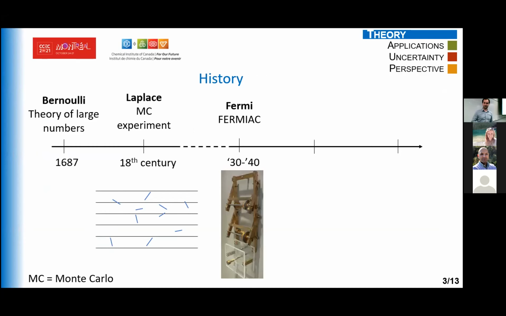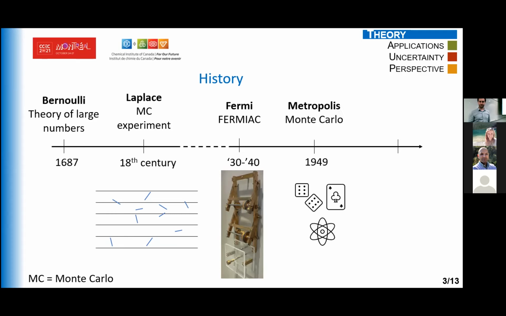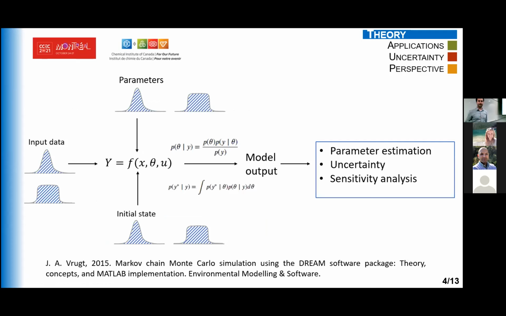Then we have Enrico Fermi, who used Monte Carlo to evaluate the transport of neutrons in nuclear reactions. And finally, we have Metropolis and Ulam, who gave the name to the Monte Carlo method we know today. So far, as you can see, the modern applications are all related, including the Metropolis one, to nuclear engineering. But from the 80s, we see applications in other fields, as I will talk about later on.